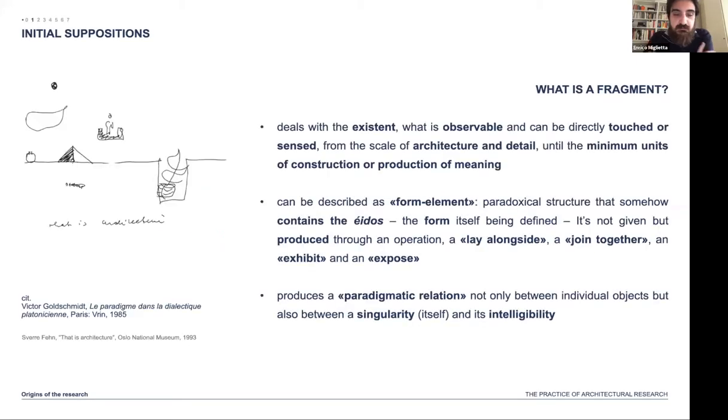So what do we mean when we talk about the fragment? We can observe it as a fractal with a potentially infinite growth and decrease, but instead we propose to limit the extent to what is directly observable and we can touch by hand at the scale of architecture and detail, therefore to the minimum units of construction of meaning. We can describe it as a form element or as a paradoxical structure which somehow contains the form in itself being defined. And as such, we can hypothesize that this paradigmatic relationship does not only develop between individual objects, nor between these and an a priori rule, but also between a singularity and its intelligibility.